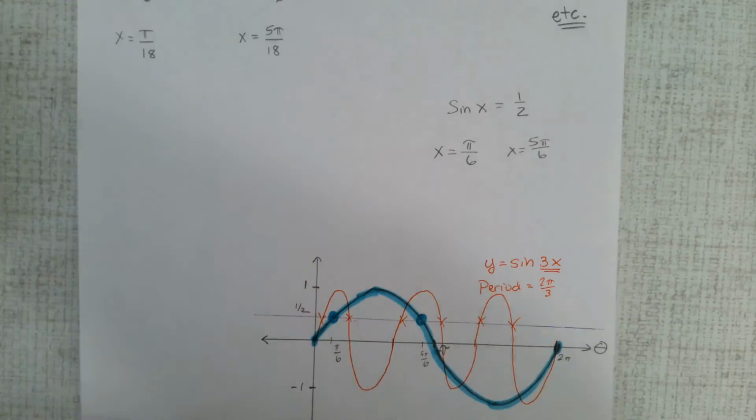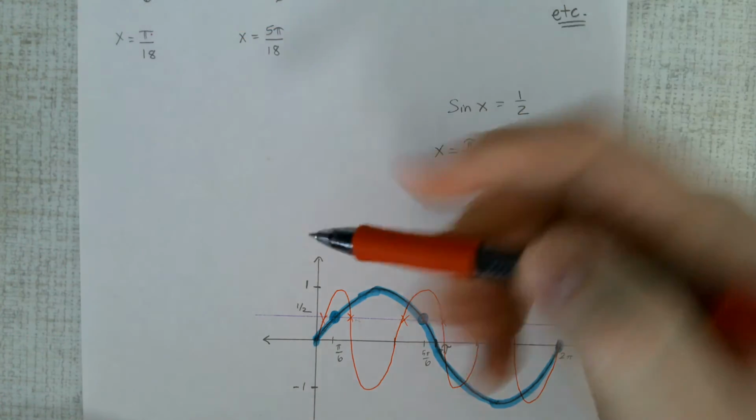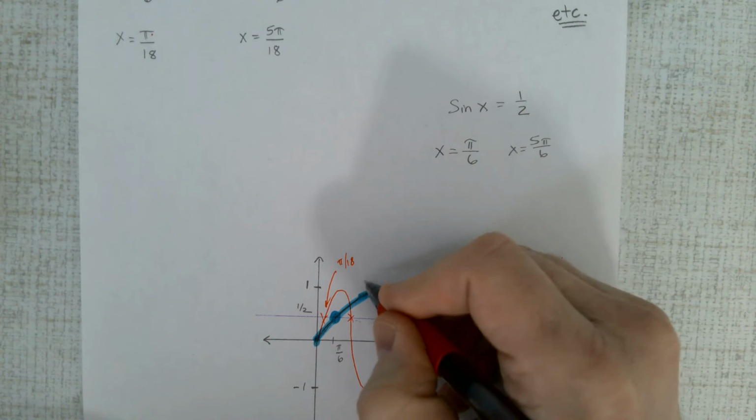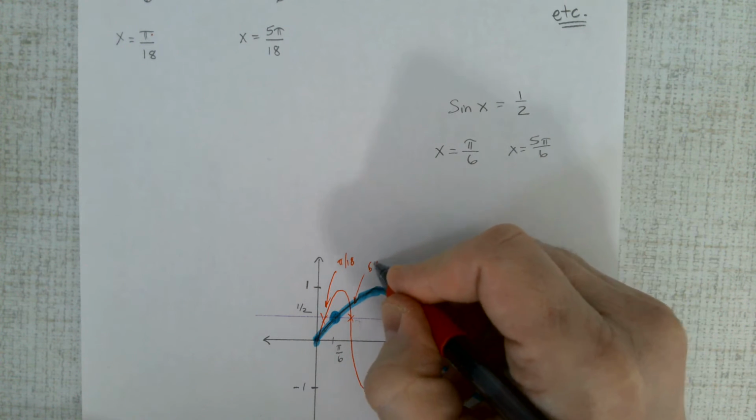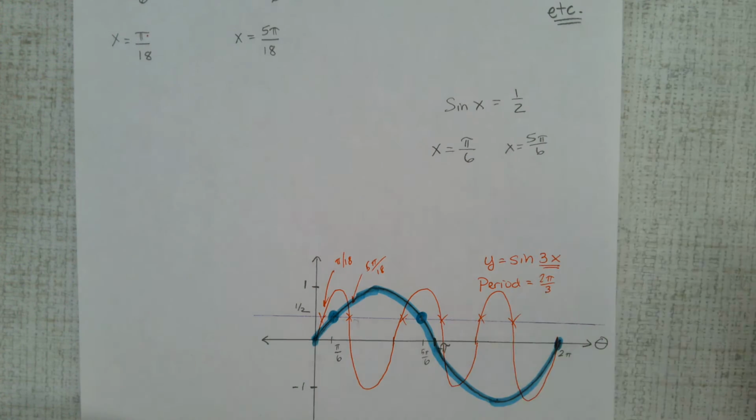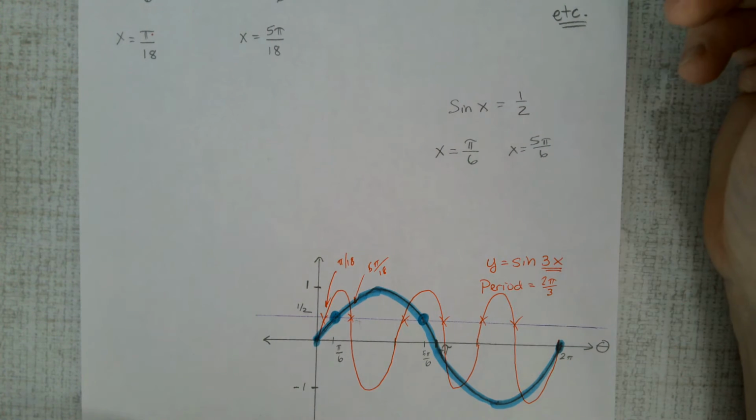What we found up here, this one is right here, pi over 18. This one is right there, 5 pi over 18. However, there's 4 more solutions we have to find, and that's going to be done by going back to the general solution.